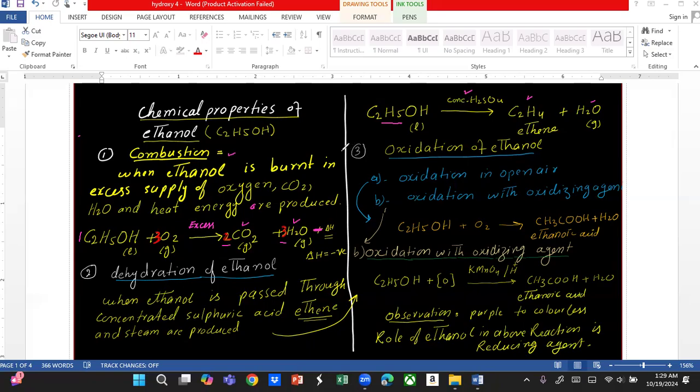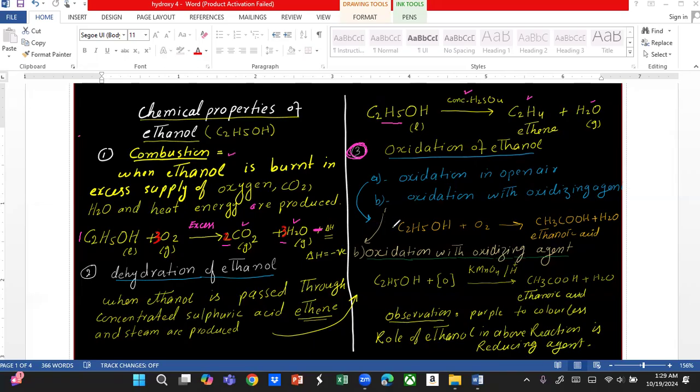Okay, now one of the most important reactions which has been asked in CAIE examination again and again is oxidation of ethanol. So oxidation of ethanol is of two types. For example, in open air, and in the presence of an oxidizing agent. Okay. So let's see first what happens when ethanol is placed in the open air.